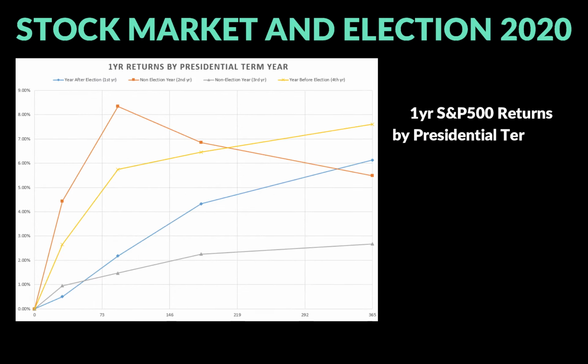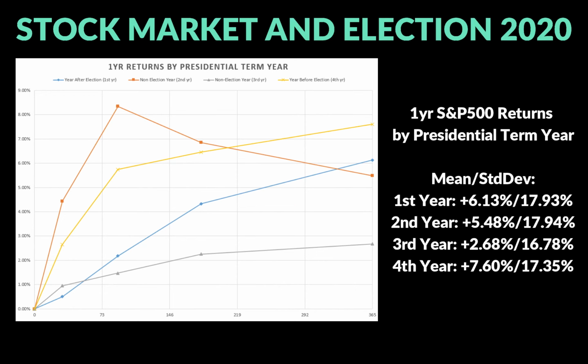So this graph just expands on the idea that these election years tend to be outperforming years compared to non-election years. So if we're looking at each of these years of the presidential term, from the first year being the year right after they were elected, to second year, third year, and then fourth year being another election year where they're either coming up for re-election or they're at the end of their term.